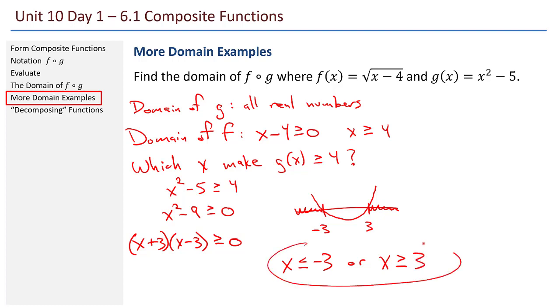And that then becomes the answer to the question. That's the domain of f of g. Whenever these x's are put into my g function, it gives me appropriate values that can be put into the f function.